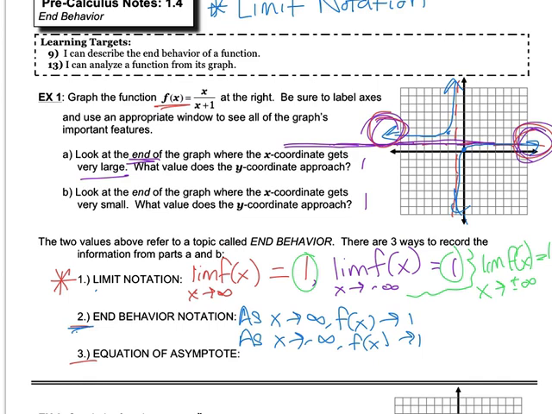The third way to represent end behavior is just writing the equation of the asymptote. End behavior, if it is limited to a specific value, in this case 1, there will always be a horizontal asymptote there. So any horizontal asymptote will be used to describe end behavior, and that's an important note. So the horizontal asymptote that we saw was right here where y equals positive 1. So we could also represent it with that equation, y equals 1.